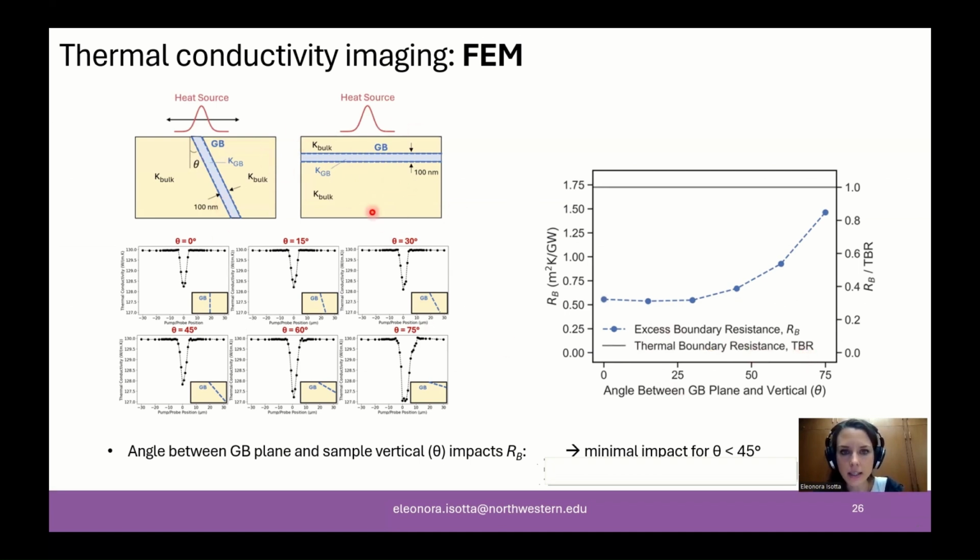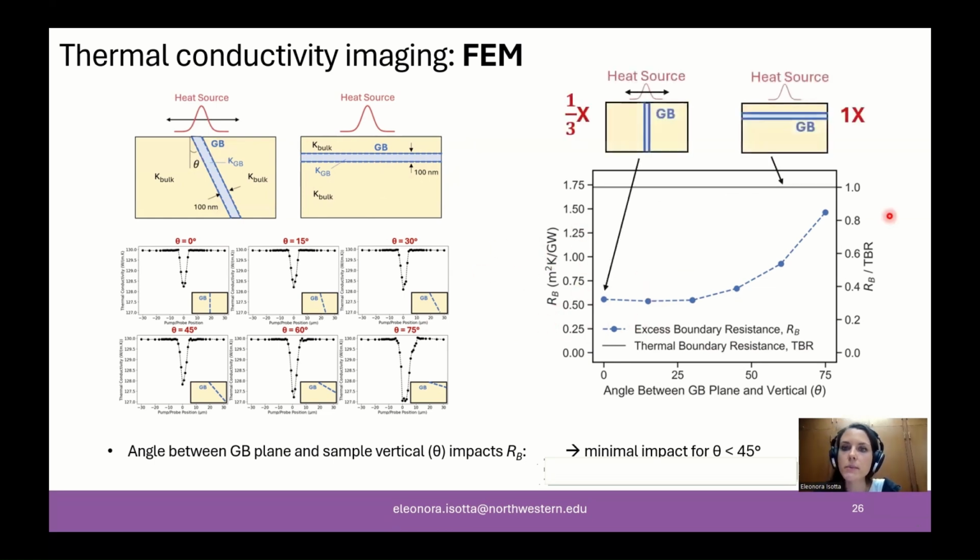If we run the simulation, we obtain a value that is higher than the excess boundary resistance. So with this in mind, we think that, at least based on the finite element simulation, there might be a factor of 3 between the resistance offered by a vertical boundary and the resistance offered by the same boundary placed horizontally.